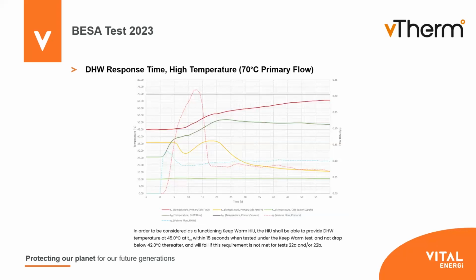Here you can see by the red dotted line, we've got a sudden spike. This is the purge, which flushes the primary pipework out. And this helps speed up the domestic hot water reaction time.